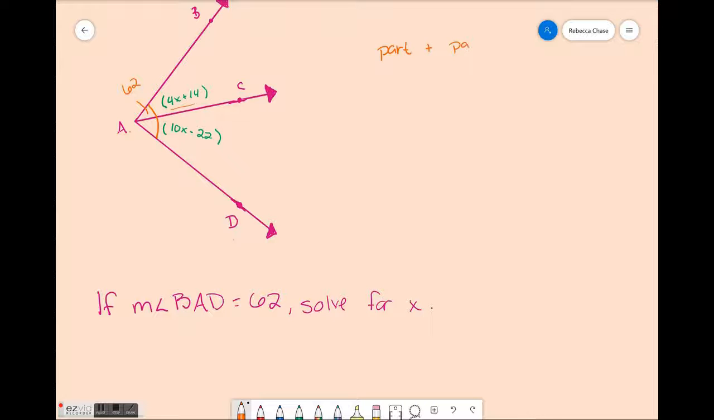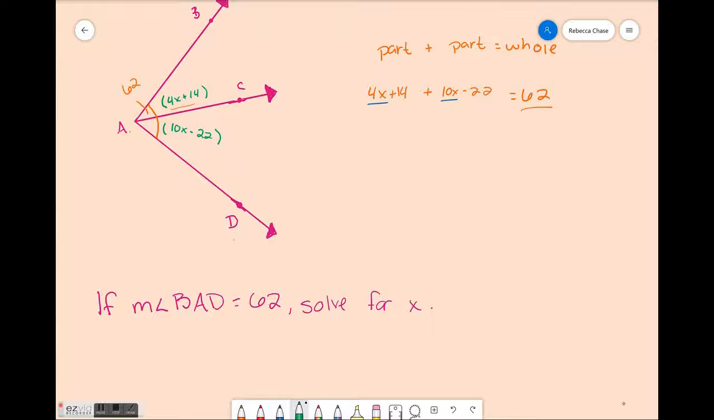Well, we know part plus part equals whole. The whole angle is 62, right? And we have the parts, we just don't know the measure. So I'm going to do 4x plus 14, and add that to 10x minus 22, knowing that it needs to give me 62.